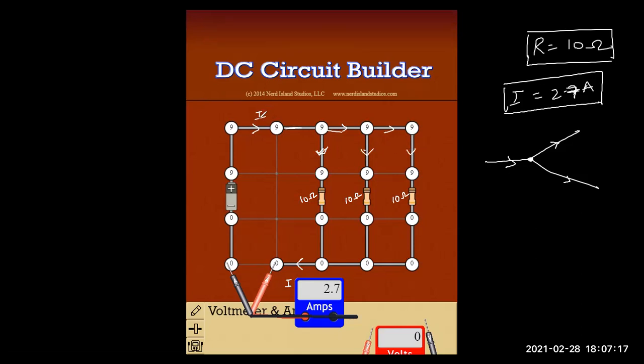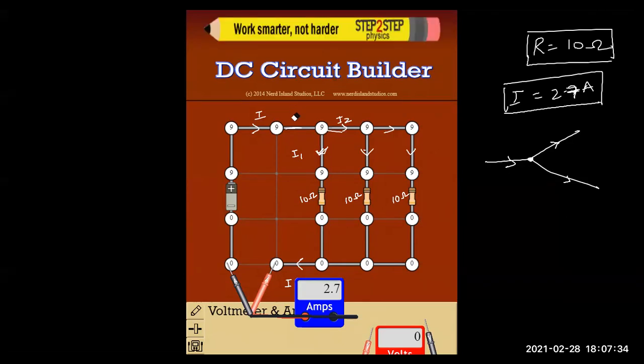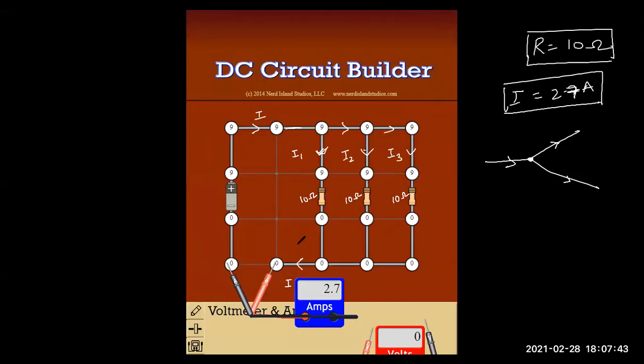I hope that makes some sense to you. So now if I want to know what is I that goes, let's say I1 goes here, I2 goes here, or let's say in this branch the current that we get is I2, and in this branch the current I get is I3. I want to calculate the value of I1, I2 and I3. How can we calculate it?